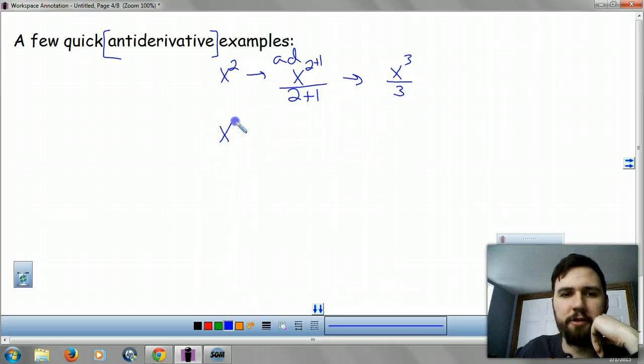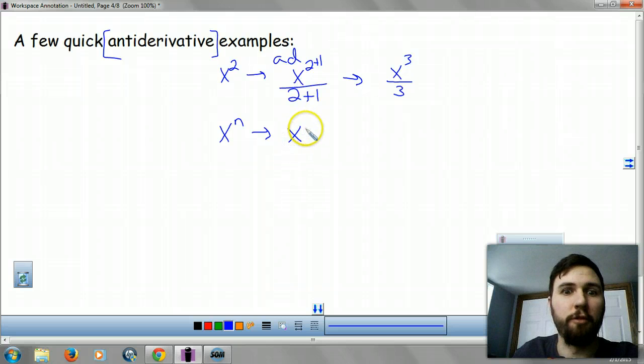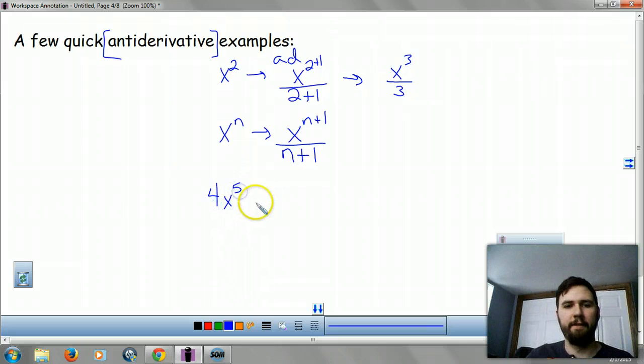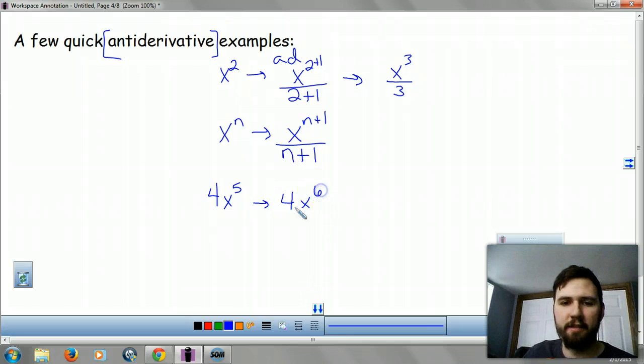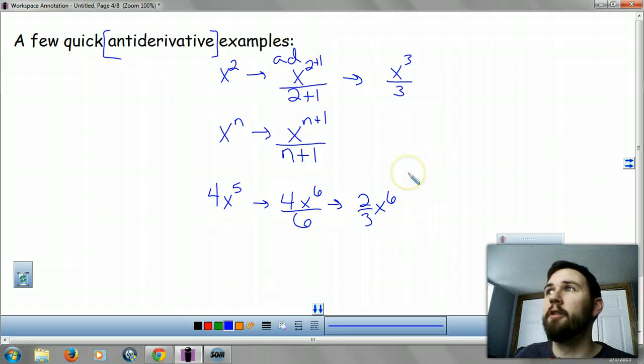Okay, so basic rules, if you have x to the n, your antiderivative, your integral, is x to the n plus 1 over n plus 1. Okay, so if I have like 4x to the 5th, that's going to become 4x to the 6th all over 6, which would be 2/3 x to the 6th, right? Those are just some quick examples, okay? Hopefully they'll help you out.